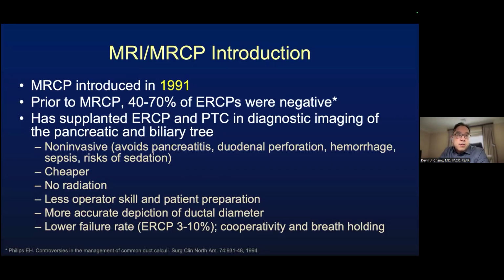And the advantages are that it's non-invasive, it avoids complications related to pancreatitis, duodenal perforation, hemorrhage, sepsis, and risks of sedation. It's definitely also a cheaper exam than an ERCP. It does not involve ionizing radiation, and it involves less operator skill and patient preparation. It also allows for a more accurate depiction of the ductal diameter of both the biliary and the pancreatic duct without distension using contrast. And there's a lower failure rate for MRCPs. But it does depend on patient cooperativity, and some sequences depend on breath holding capabilities.